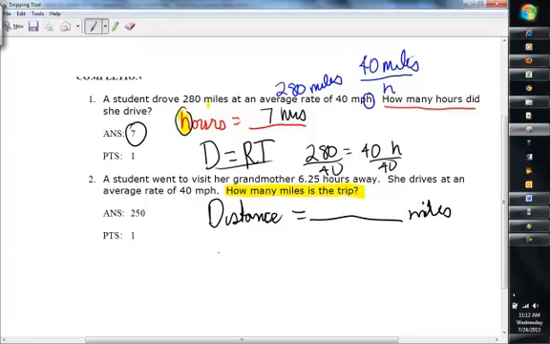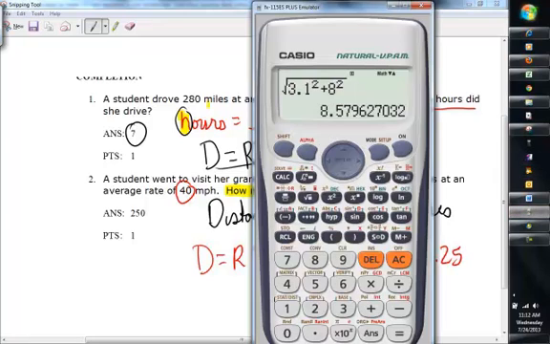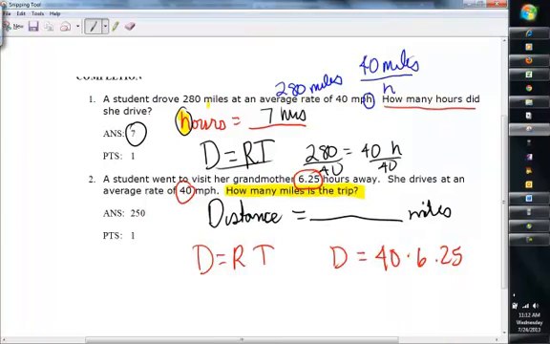Well, we've got the formula right here, so let's use that exact same formula. Distance is rate times time. We've got a time of 6.25 hours and a rate of 40, so distance is 40 times 6.25. We can just pop that into our calculator. 40 times 6.25, and we get 250 miles. Next one.